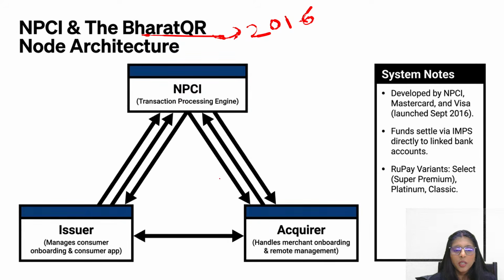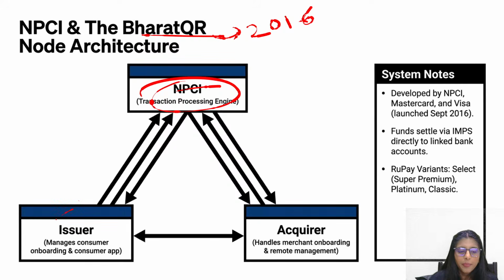These are the main components: NPCI, issuer, and acquirer. NPCI is basically a transaction processing engine. It's at the top. It acts as a central transaction processor, routes the payment instruction, authorizes and processes the transaction, and handles the settlement through the IMPS network. In a simple way, we can say that NPCI acts as a central switch connecting the banks.